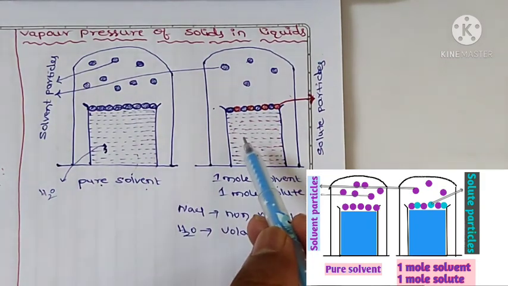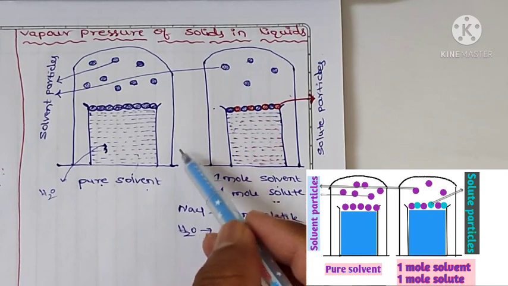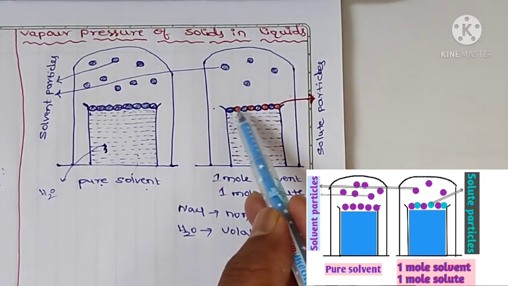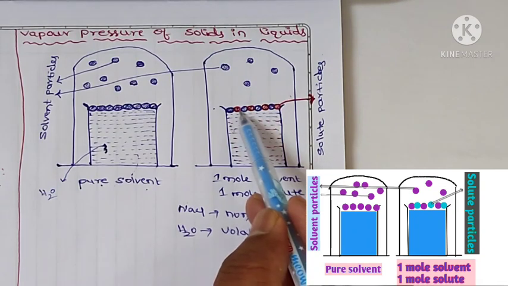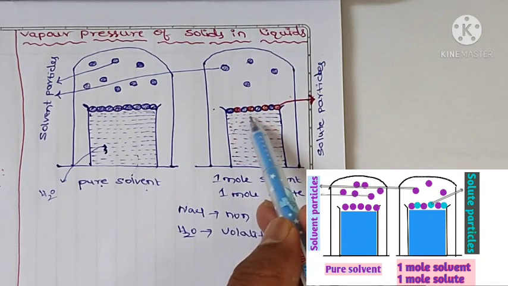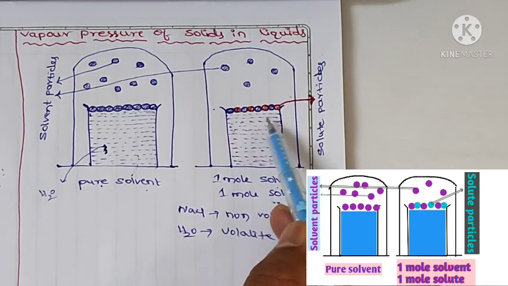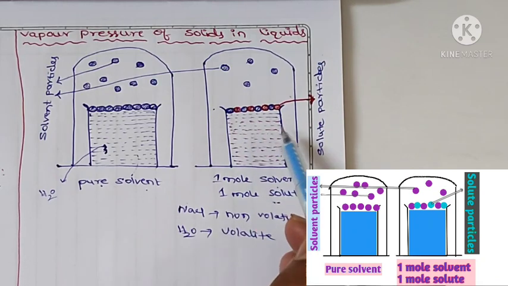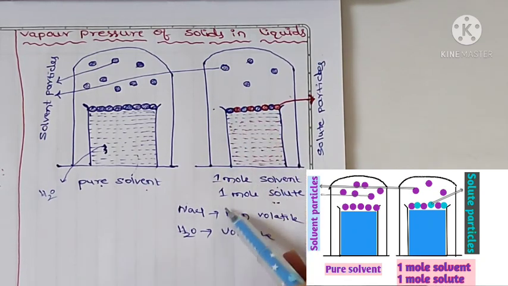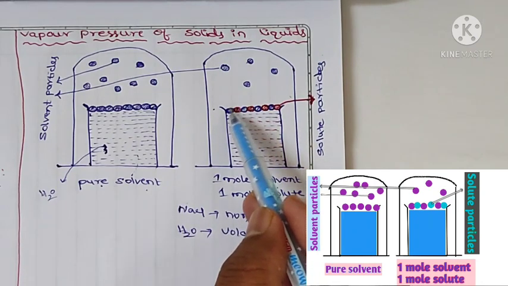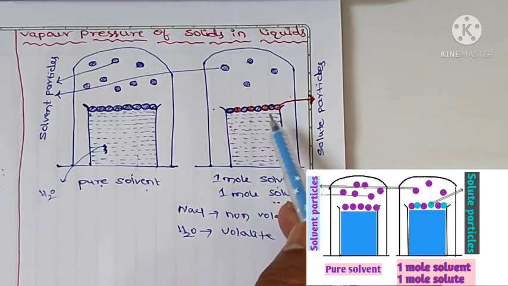Because here what is happening, after adding the NaCl, see here these are the NaCl molecules, the red marks. In the above picture I am taking different colors for solvent and solute. Here for the solute I am taking red color, and for solvent molecules I am taking blue color.